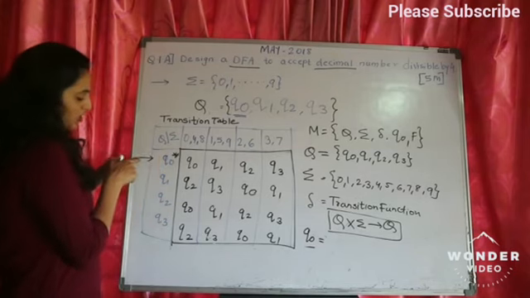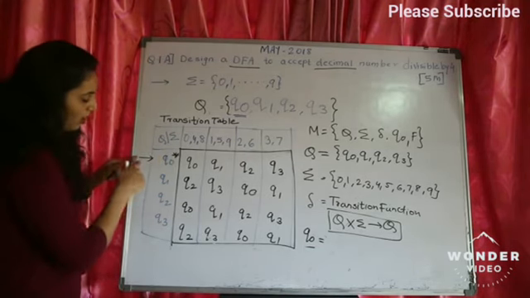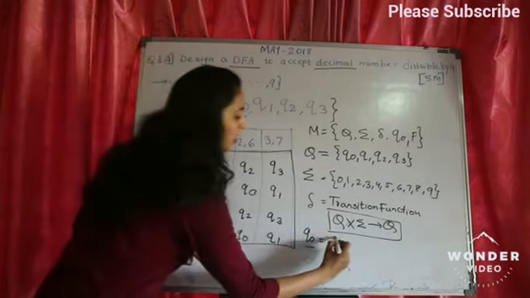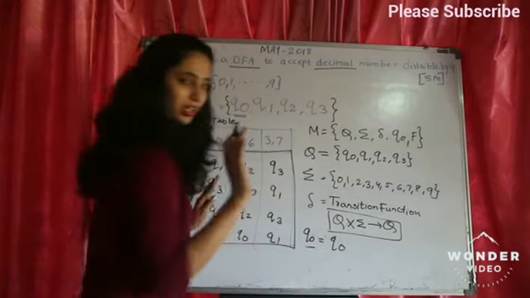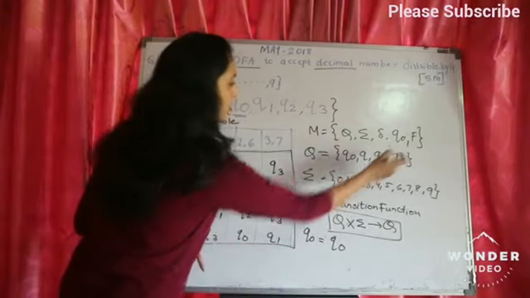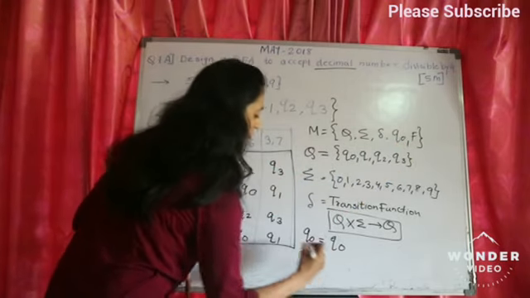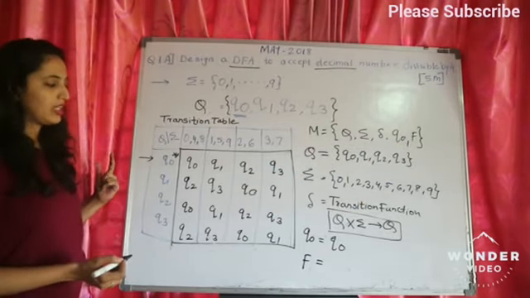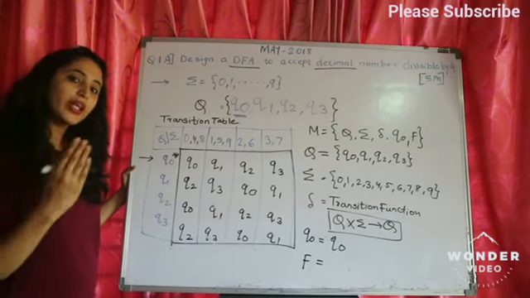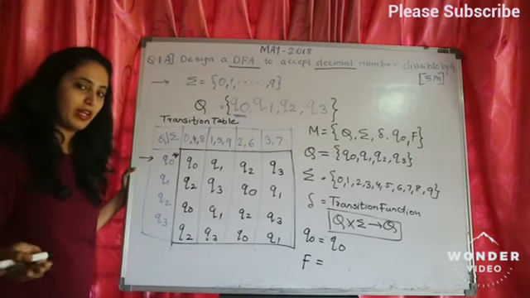So for us, initial state is the one indicated by the arrow. Now Q0 is indicated by the arrow, so in our case the initial state is Q0 only. And the next tuple is F, capital F. This F indicates the set of final states. You can have one final state or more than one final state.